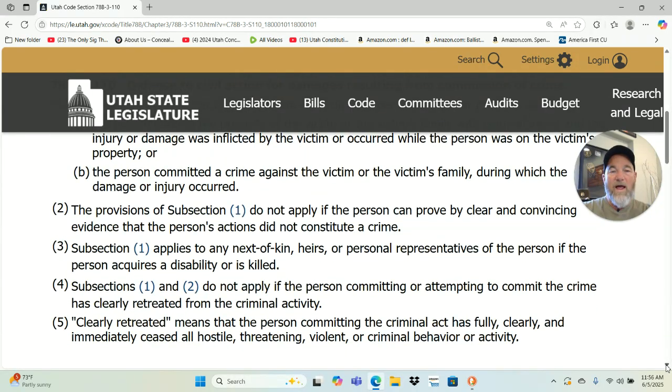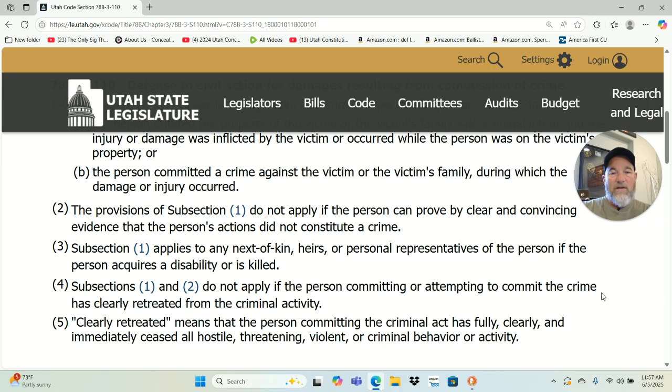These provisions do not apply if the suspect can prove by clear and convincing evidence that the person's actions did not constitute a crime against you. This section also applies to any next of kin, heirs, or personal representatives of the person if the person acquires a disability or is killed. So this also applies to family members of the person that you harmed in a self-defense case, or attorneys and things like that.